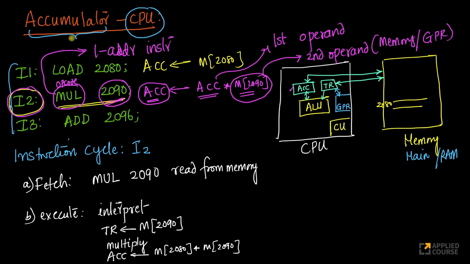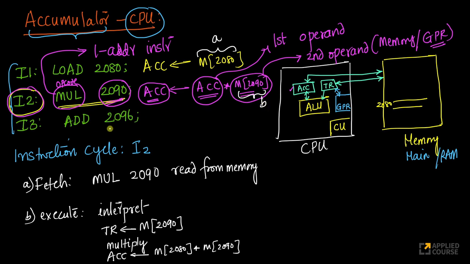So typically in accumulator CPUs, the accumulator has the first operand to start with, and for the second operand, we can either give the memory location, like in this case, or we could give the general purpose register name where the second operand is located. Very simple. So what happens by now? Accumulator equals accumulator times M 2090. Let's simplify and say that whatever data is stored in memory address 2080, let's call it A, just for simplicity. Whatever data is stored in memory address 2090, let's call it B.